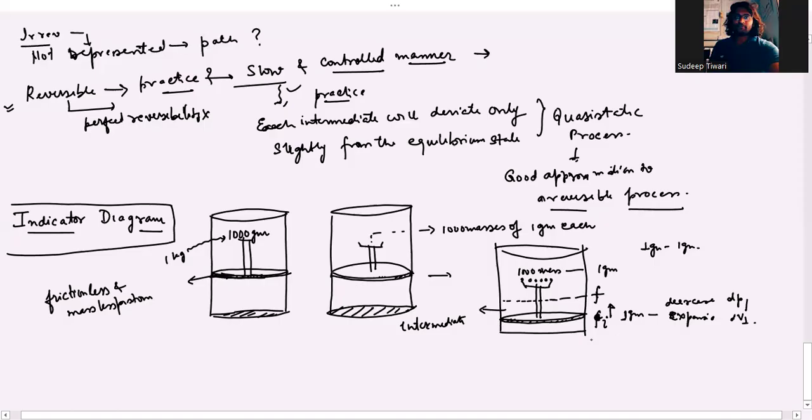Our initial pressure was, let's say, P1, V1, and let us keep it at a thermostat. So basically we don't want our temperature to vary; we want our temperature to be constant. Now on removal of 1 gram, some decrease in pressure would be observed. So pressure becomes P1 minus dP1 and volume expands to V1 plus dV1.